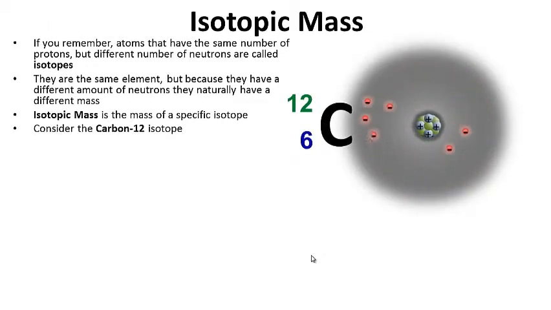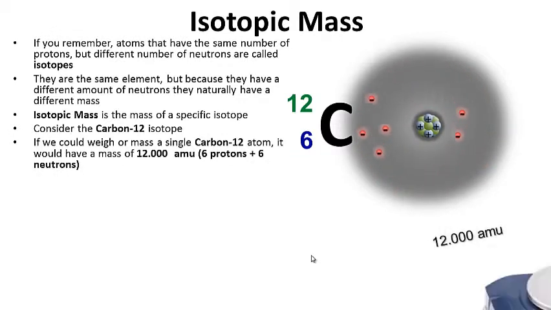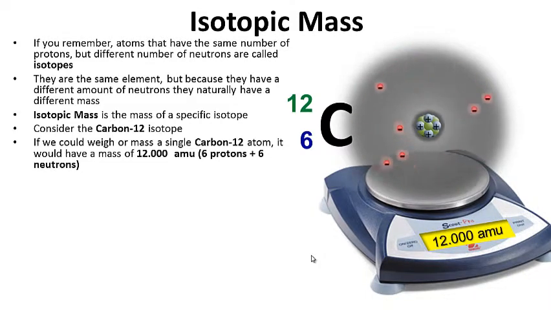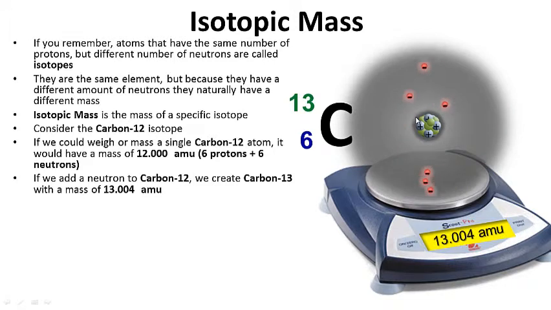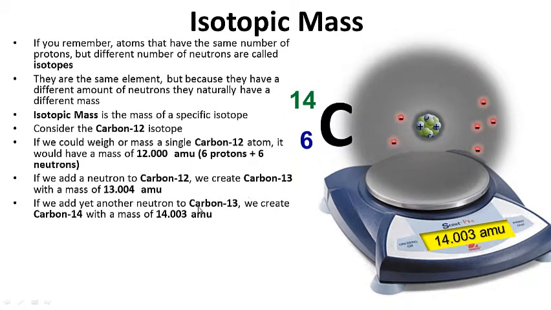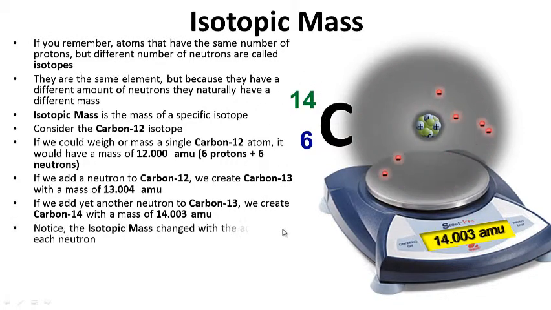So consider the carbon-12 isotope here, for example. If we could weigh or mass a single carbon-12 atom, it would have a mass of about 12 AMU, 6 protons and 6 neutrons. Okay. If we add a neutron here, notice we create the carbon-13 isotope with a mass of 13.004 AMU. And if we add yet another neutron to carbon-13, we create the carbon-14 isotope with a mass of 14.003 AMU. So notice the isotopic mass changed with the addition of each neutron.